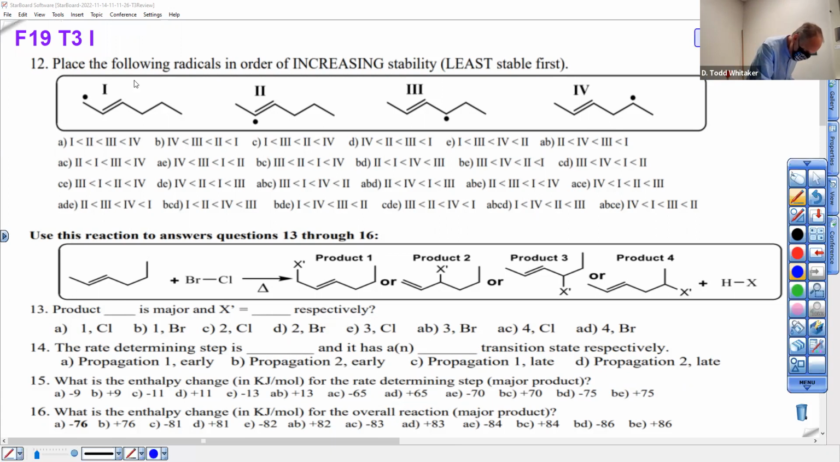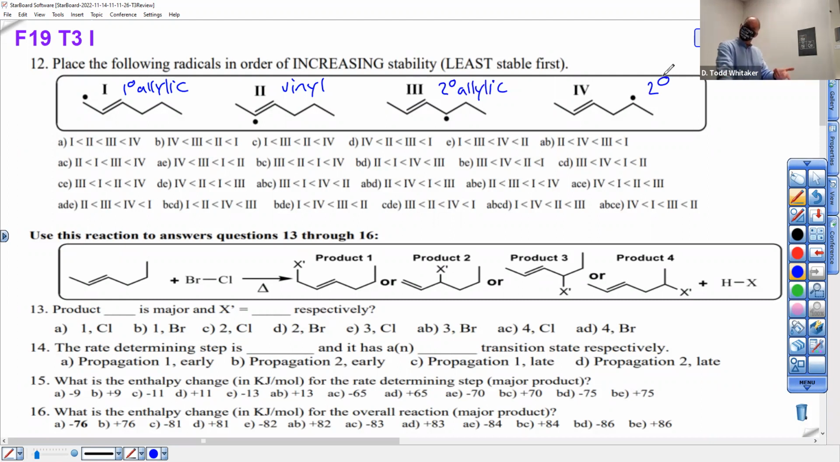Primary allylic, vinyl, awful. All my choices must start with 2. You're going to find out with the numbers. Secondary allylic. There's only one right answer. And this is just garden variety secondary, which is going to be second worst.